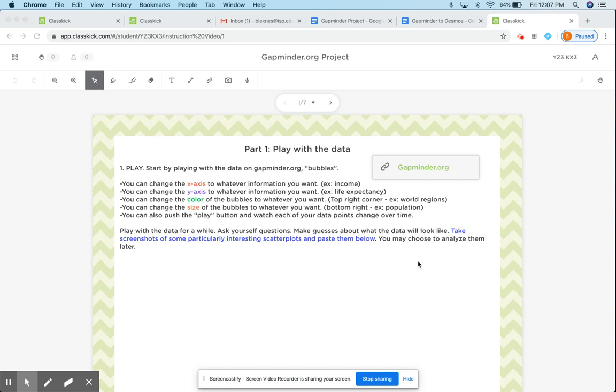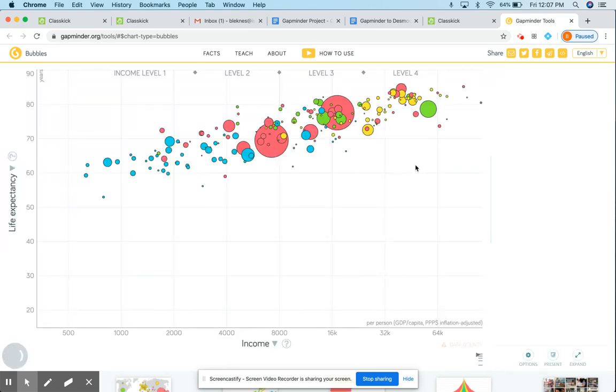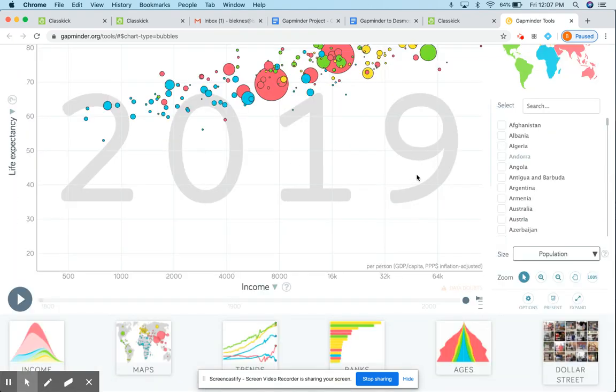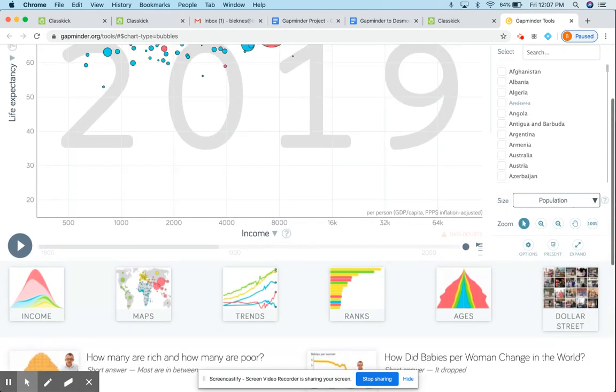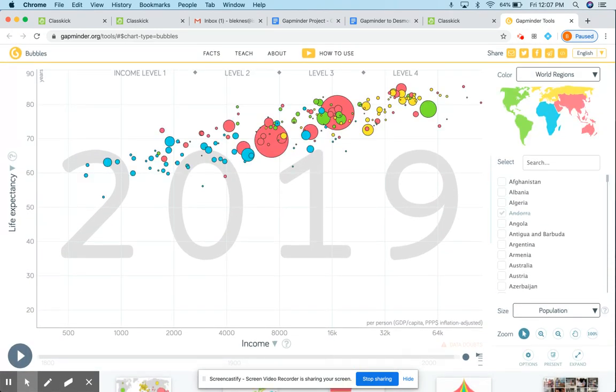I would like to introduce to you our Gapminder.org project, and this is just going to blow your mind. Get excited. Here we go. So it's going to be on ClassKick, where you do most of the stuff, and you're going to go to this site, Gapminder.org, specifically the part with the bubbles. Although if you want to play around with this site, you can look at all of this stuff that's on here, but we're going to do the stuff that looks like a bunch of scatter plots.